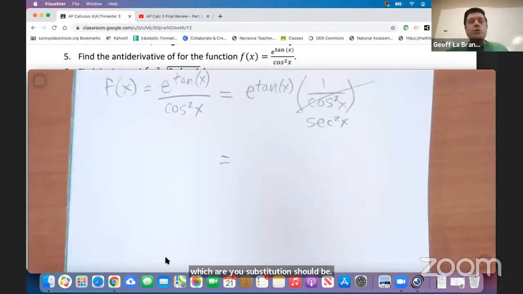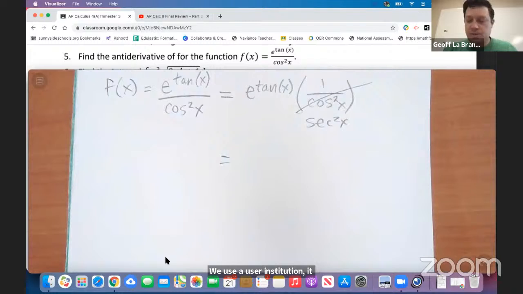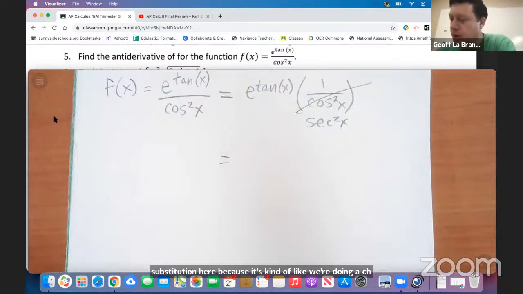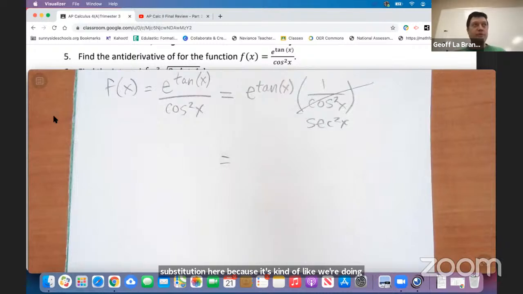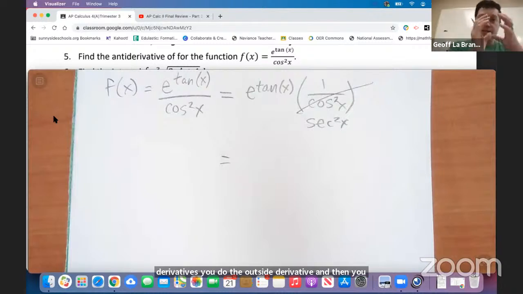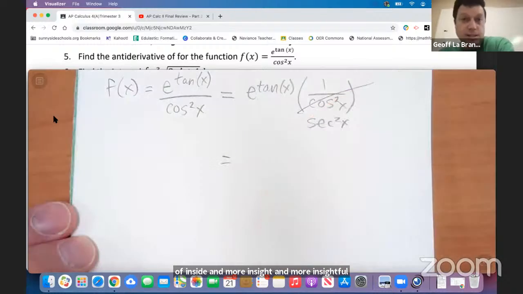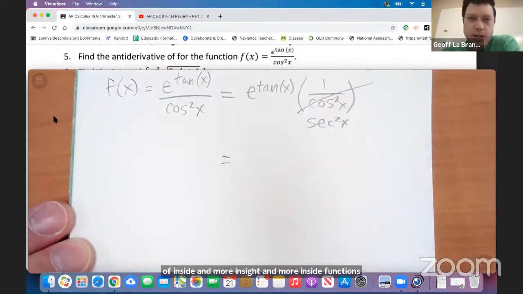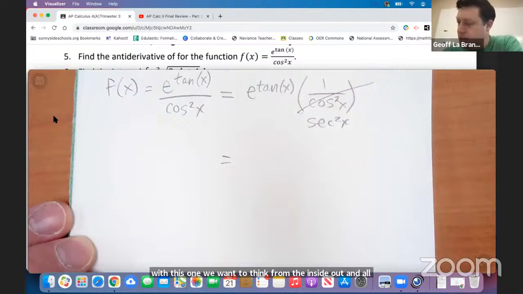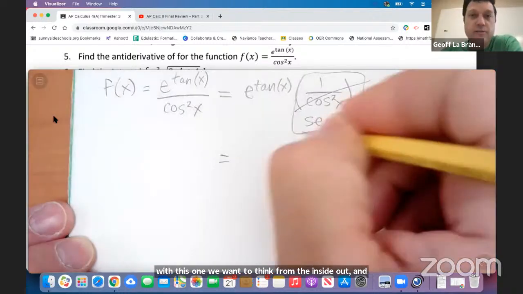We use a u substitution and also a du substitution here because it's kind of like doing a chain rule for integrals. In the chain rule for derivatives, you do the outside derivative and then the inside, and then further inside functions. With this one, we want to think from the inside out and also recognize where there's already a derivative. This is the derivative that we can spot.